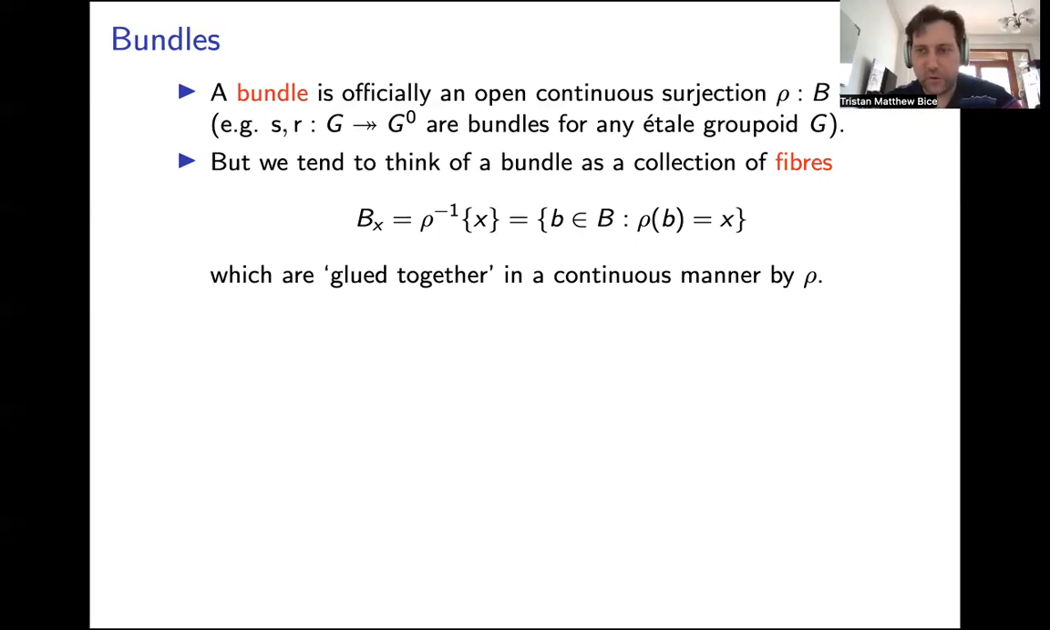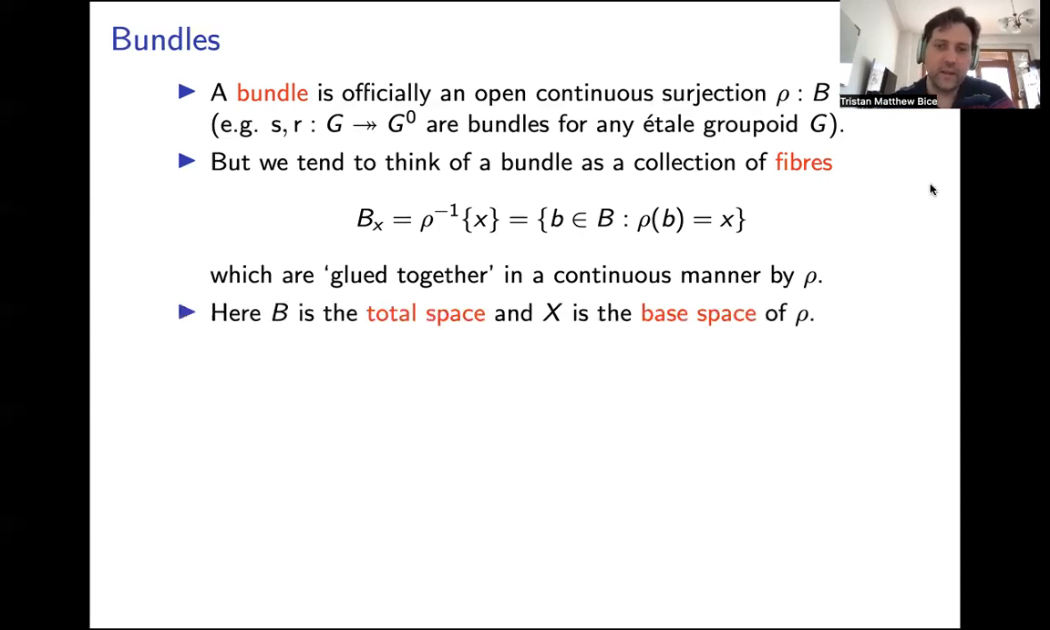And this is all just motivational, intuitional comments. In reality, ρ is just an open continuous surjection, but you think of it in some way as gluing together all the fibers in a continuous and, I guess, open manner as well. And when we look at things from this perspective, we usually call B the total space of our bundle and X the base space of our bundle ρ.